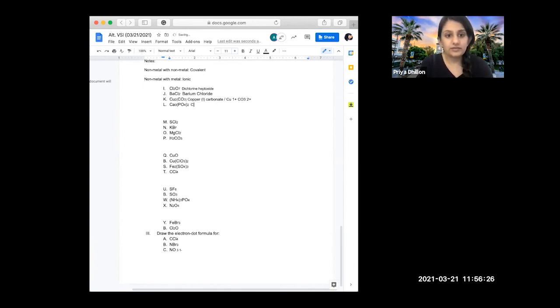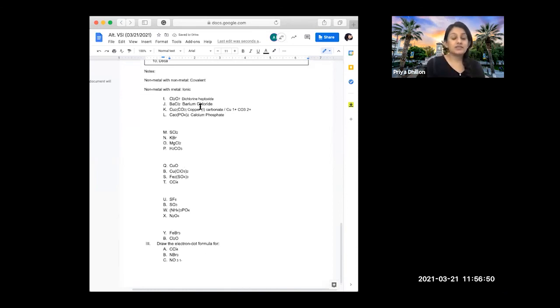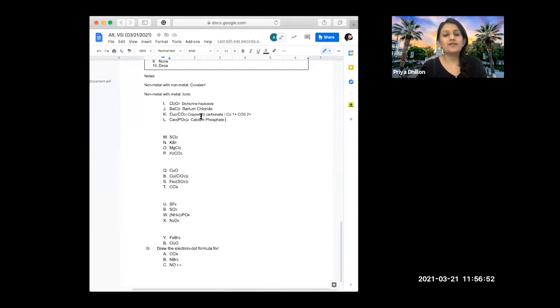Okay, so for the first one, it's calcium, right? And we look at this, it's phosphate. Yeah, good job. And since this one is not a transition element, we don't have to worry about the charges. And that's what's up.